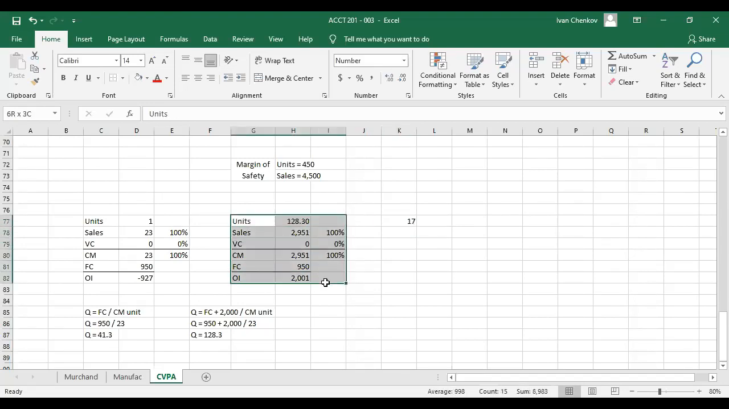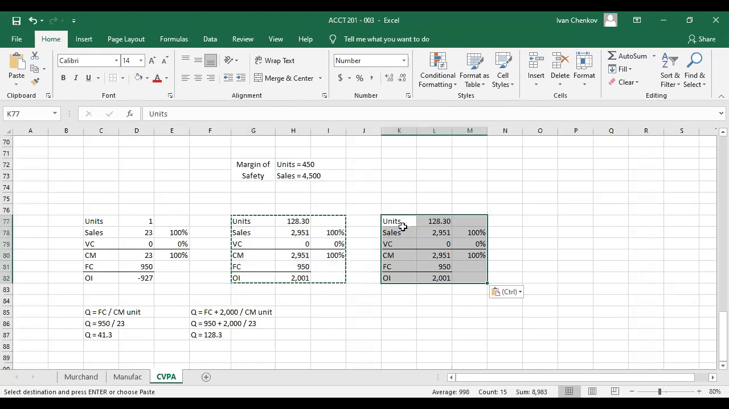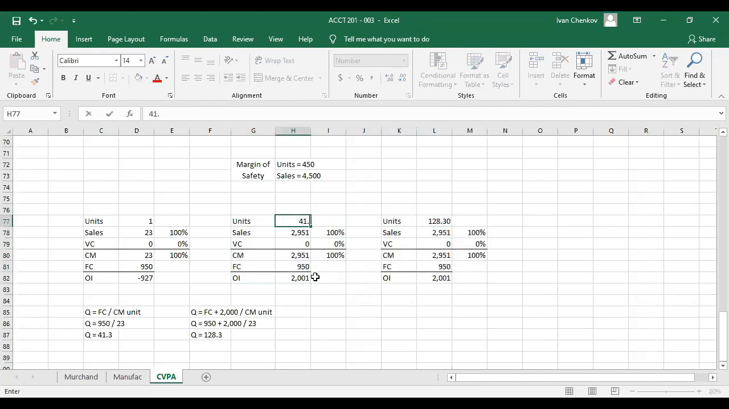No. The margin of safety. Hold on a second. Don't make a mistake. That's not margin of safety. Let's go break even. Margin of safety is when you're on the break even, right? So here on 128. So what's the margin of safety in number of the hours? This one minus that one. So 87 hours.